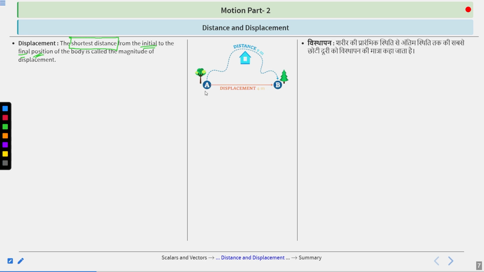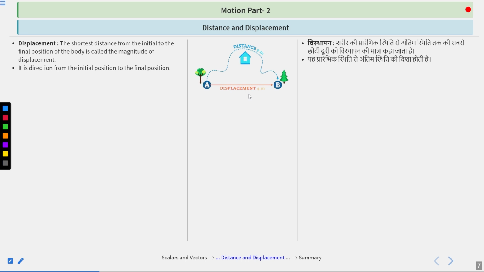Like this is A. Now you can say it is the initial position or original position. When you had gone there, that will be your final position. So the shortest path that you have covered was 4 meters. Right. So that will be your displacement.